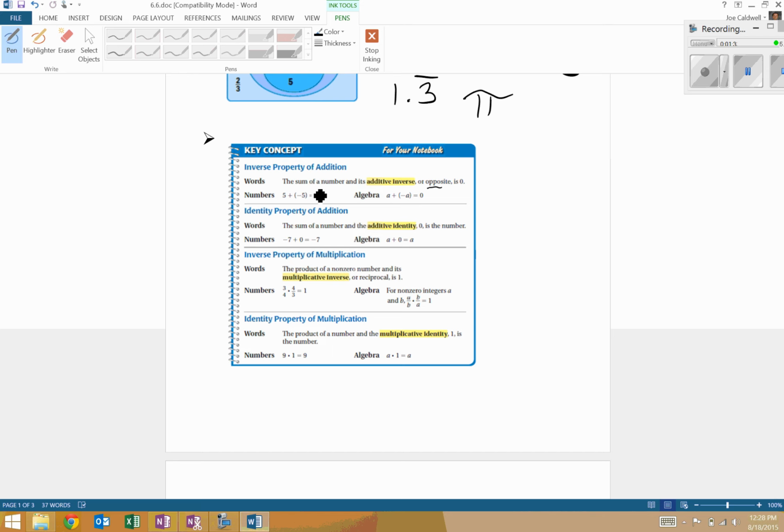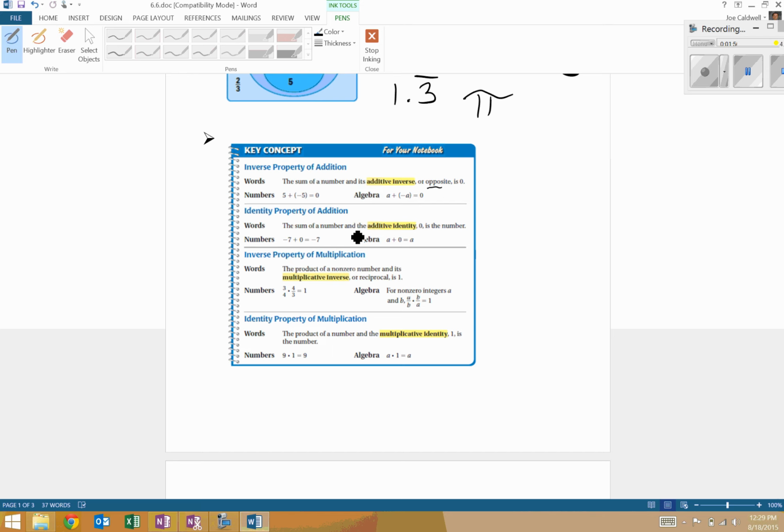Another property is called the identity property of addition, and that says the sum of a number and the additive identity, which is a fancy word for 0, is the same number. Pretty simple concept. If you add a number with 0, you're going to get the same thing. -7 plus 0 is still -7. So nothing super complicated here.